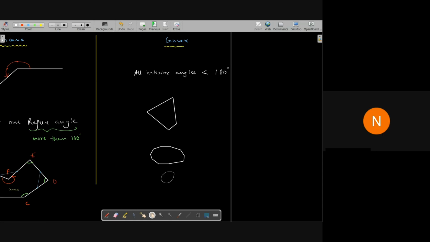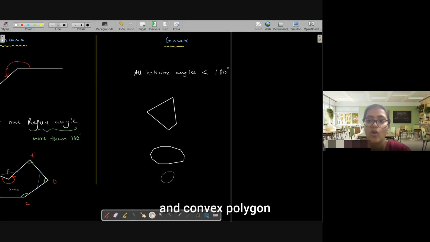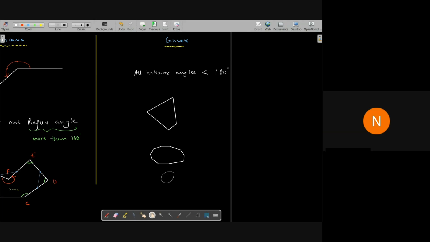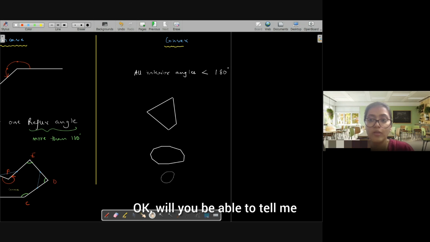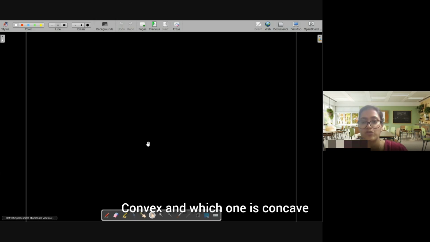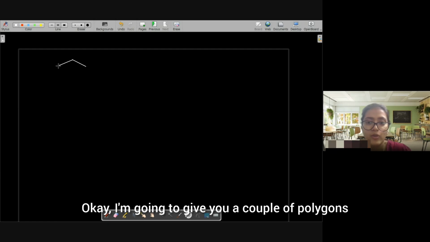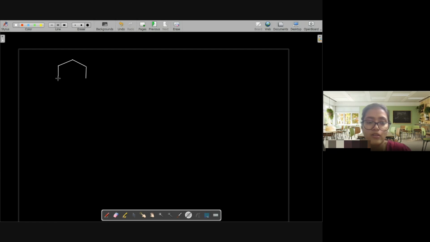Okay. So Megan, you have understood the difference between concave and convex polygons? Yeah. Will you be able to tell me, if I give you a few examples, which one is convex and which one is concave? I might be able to. You will be. Okay. I'm going to give you a couple of polygons. You have to determine if they are convex or concave.